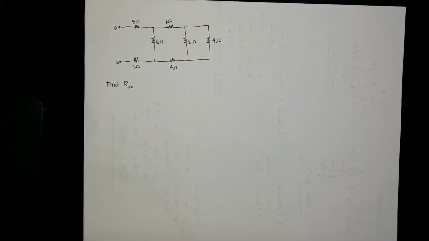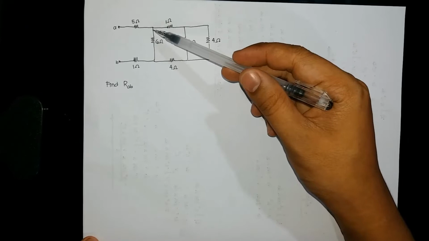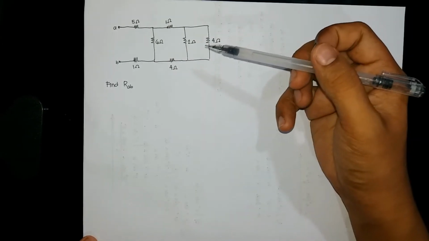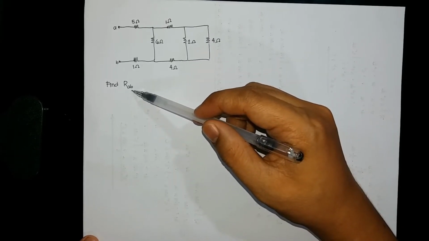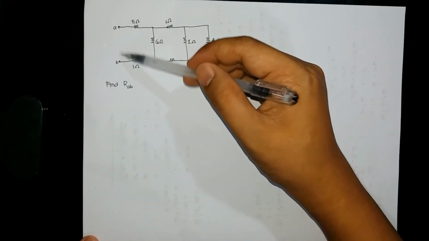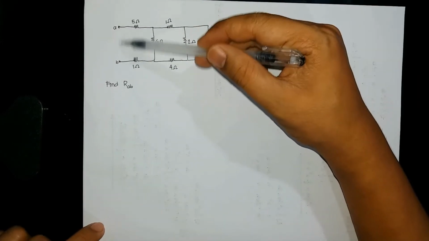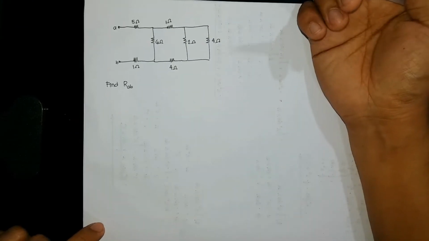Okay, so let us now consider this example. A passive network. Resistors are connected in a combination of series and parallel, and I want you to solve for the resistance across terminals A and B. Meaning, if I'm going to measure at this point, what will be the equivalent resistance?